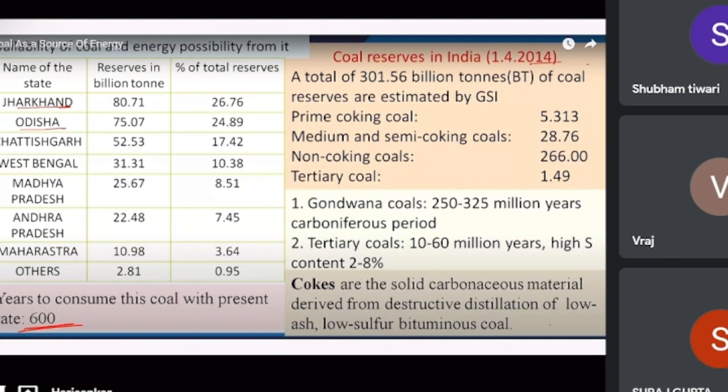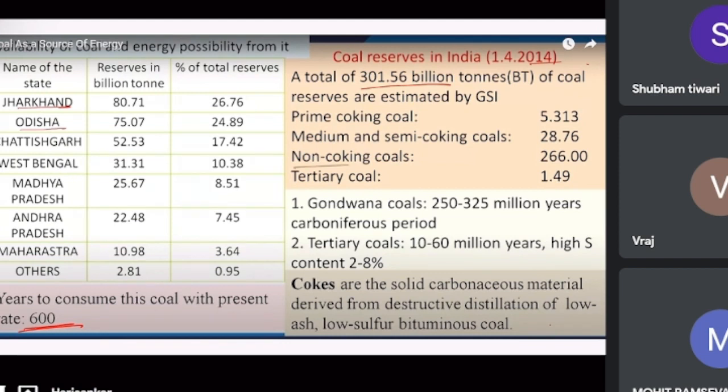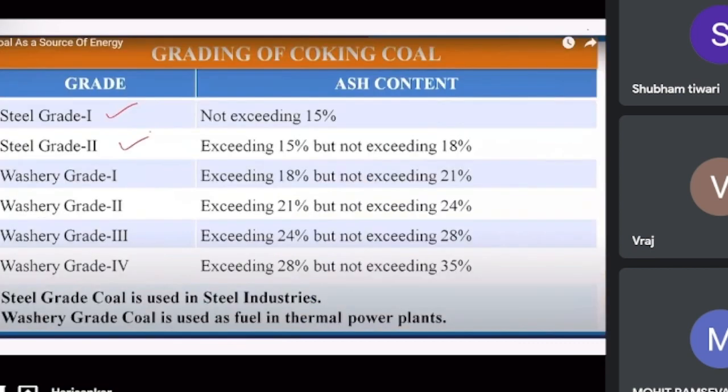India has a total of 301.5 billion tons of coal reserves, and most of these are non-coking coals. Coking coals, or cokes, are solid carbonaceous material derived from destructive distillation of low-ash, low-sulfur bituminous coal. We'll go through what coking and caking are in the subsequent slides, but just as information, most of our coal reserves are non-coking in nature.